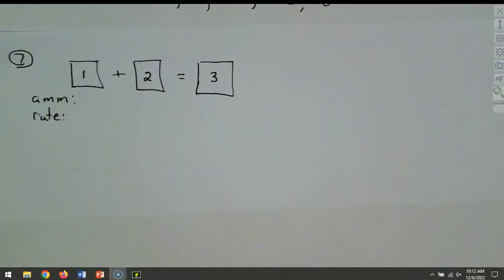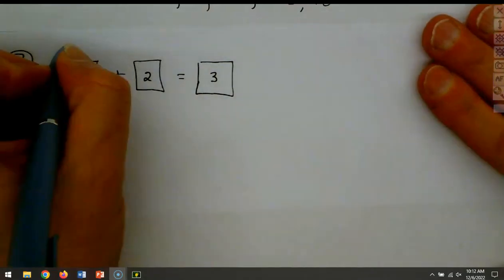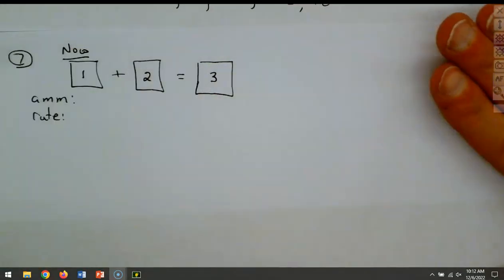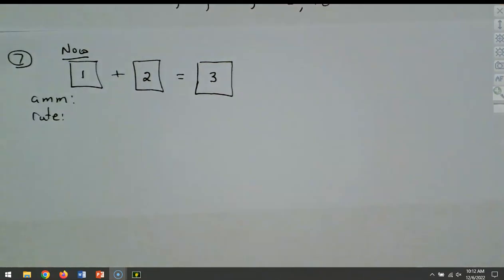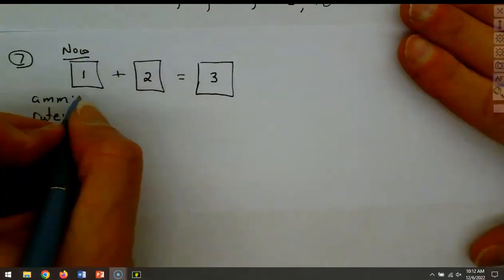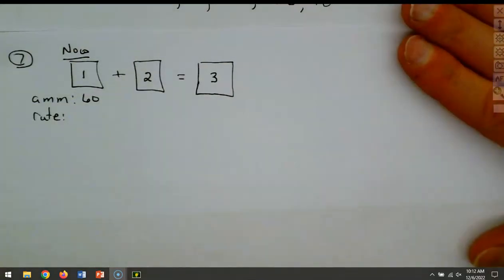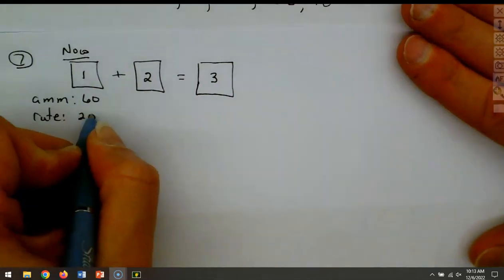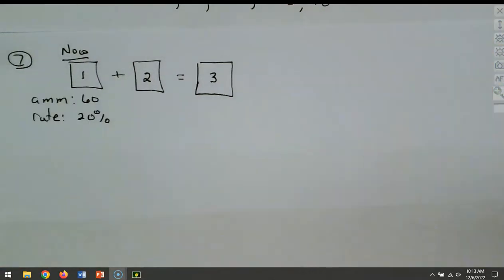So box number 1 is what we have right now. As of right now, the car comes into the shop with a radiator that has 60 liters of a 20% solution. Is everyone okay with where that came from? Why that went in box 1? That went in box 1 because that is what we have right now.